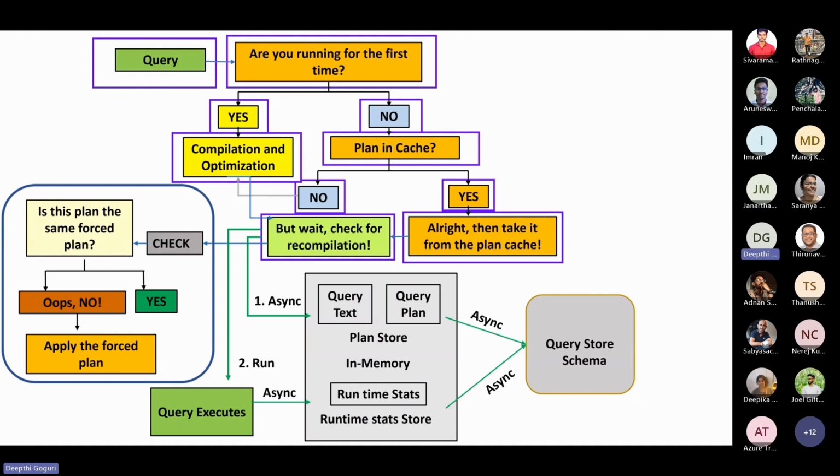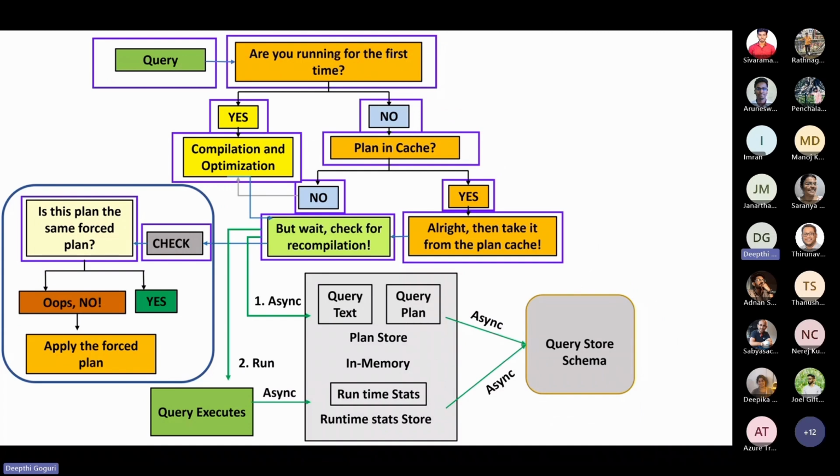But once you enable the query store, there will be an additional step that will happen, known as check for recompilation. During that step, it will check the plan that I have taken from the plan cache, or the plan that I have created, to see whether it is similar to the forced plan. Remember, we forced this plan, right? So it will check all the time whether the plan is similar to the forced plan, because these are two different things.